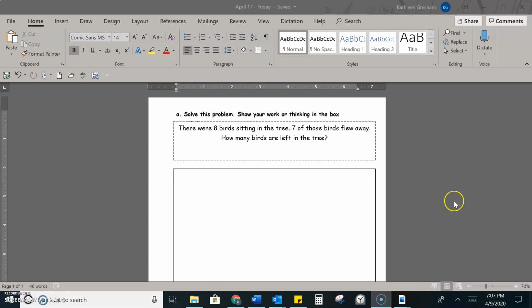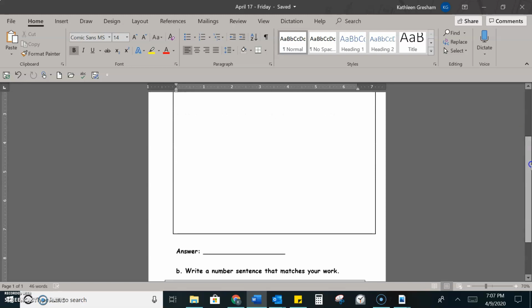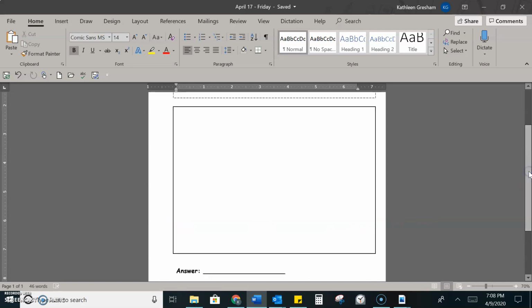Okay, good. Then you'll come down here to this box, and this is where you will show your thinking. So you can draw a picture, you can use a 10 frame, you could use a number line, you could count on, you could use your fingers, but make sure whatever strategy you pick is effective and efficient for you, and that by using that strategy, it is going to get you the correct answer.